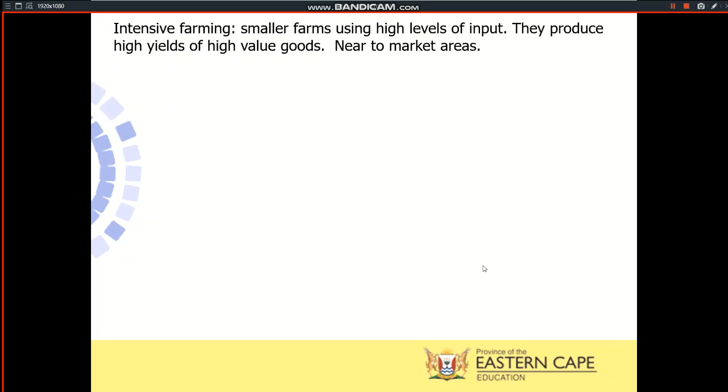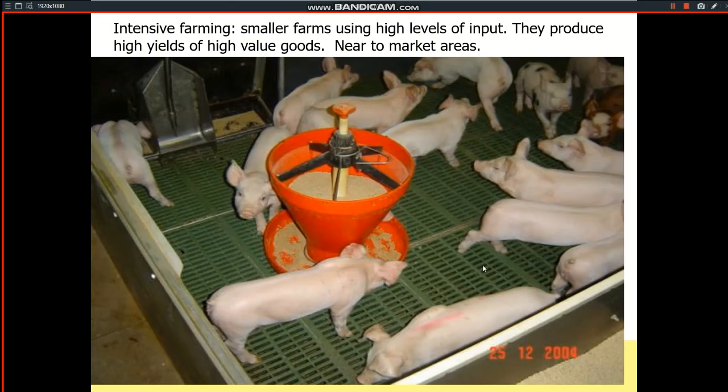Intensive farming is usually small farms using high levels of input. They produce high yields of high value goods. It's near to market areas. That can be a form of intensive farming.